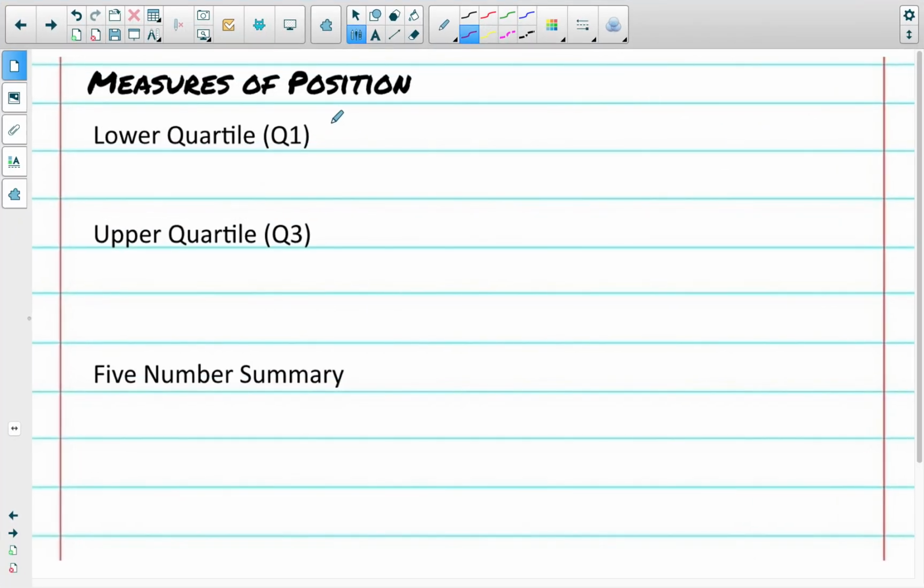All right, measures of position. Some common measures of position are quartiles. Our lower quartile is also called Q1 or the first quartile. Upper quartile is also called Q3 or the third quartile. And something common that we will refer to with this type of content is the 5-number summary.